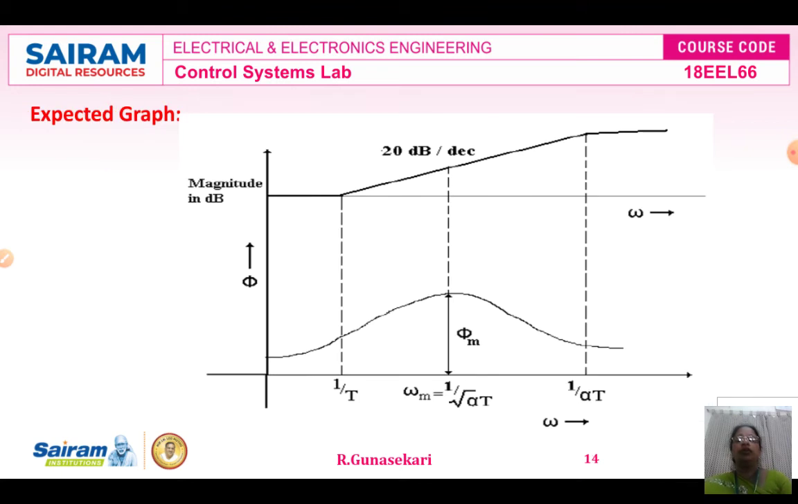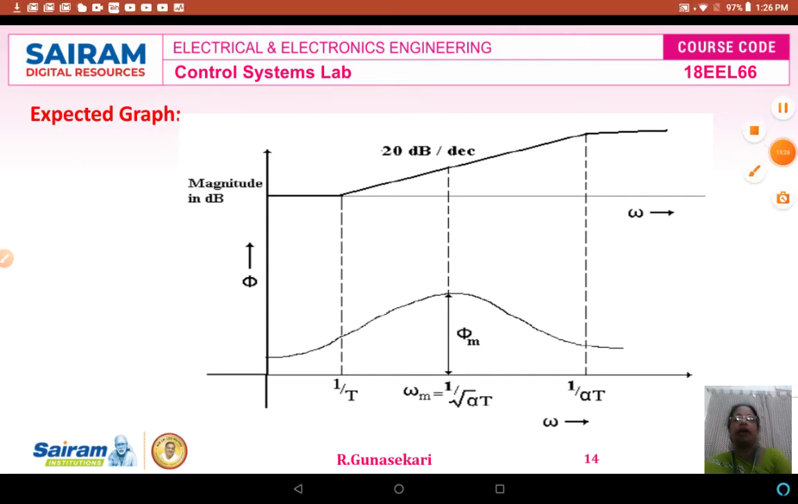Now you can draw the graph. This is the expected model graph. The x-axis is frequency, the y-axis is magnitude in decibel. This half is the magnitude, this half is the phase angle. First this is the 0 decibel, then the value increases like this. This is the magnitude shape. So this is the phase angle shape.